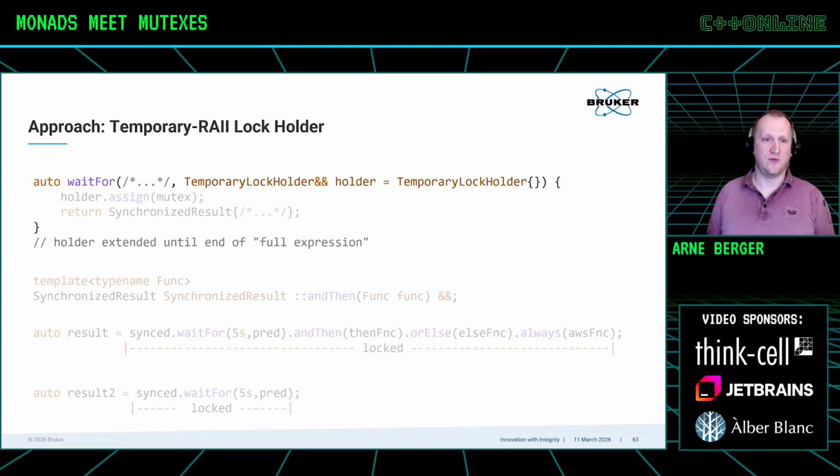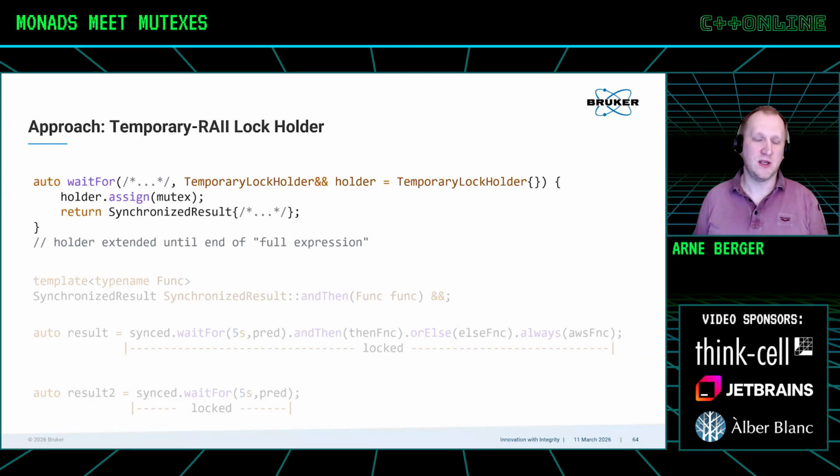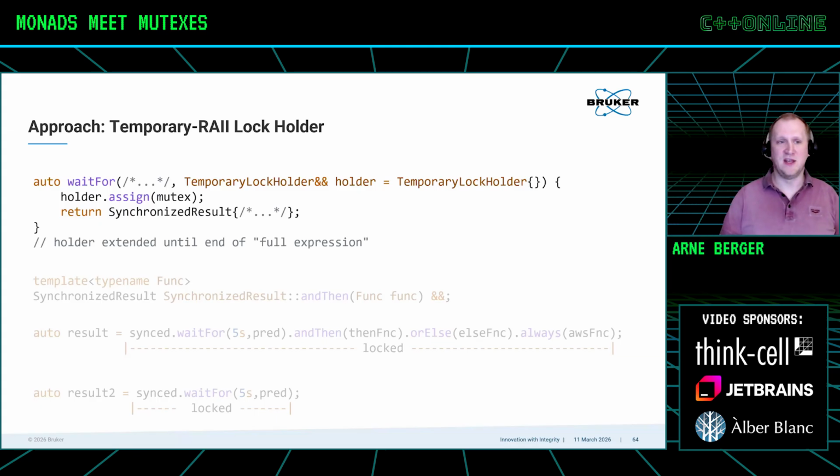I modified the waitFor function in a way that it takes an R value holder and gets assigned a temporary, so a default value that is created and then bound to that holder value. And within the function, I assign this holder the mutex, which I need to do. I cannot pass it to the constructor. That is not possible, to pass in members here to the default value. But here I assign it, and then I return the synchronized result. I called it here without passing it any mutex or any lock, so it doesn't know anything about the mutex.